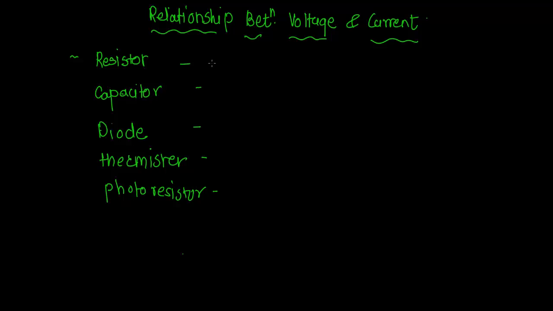If you want to define the voltage and current relationship in the resistor, it's V equal to IR. That's how the current and voltage are defined. So basically V is proportional to I, or I is proportional to V. It's one or the other way. There is a linear relationship between voltage and current.